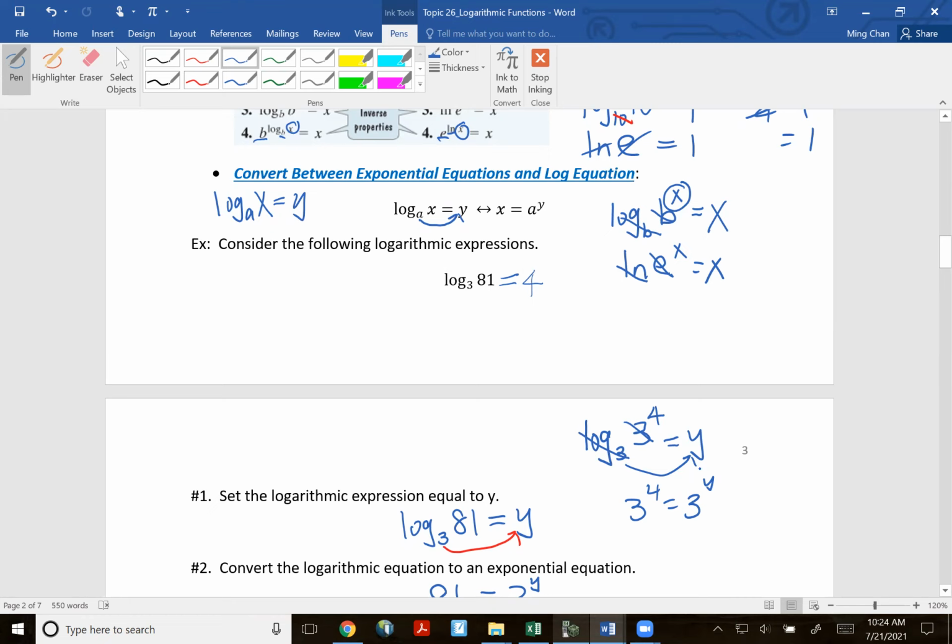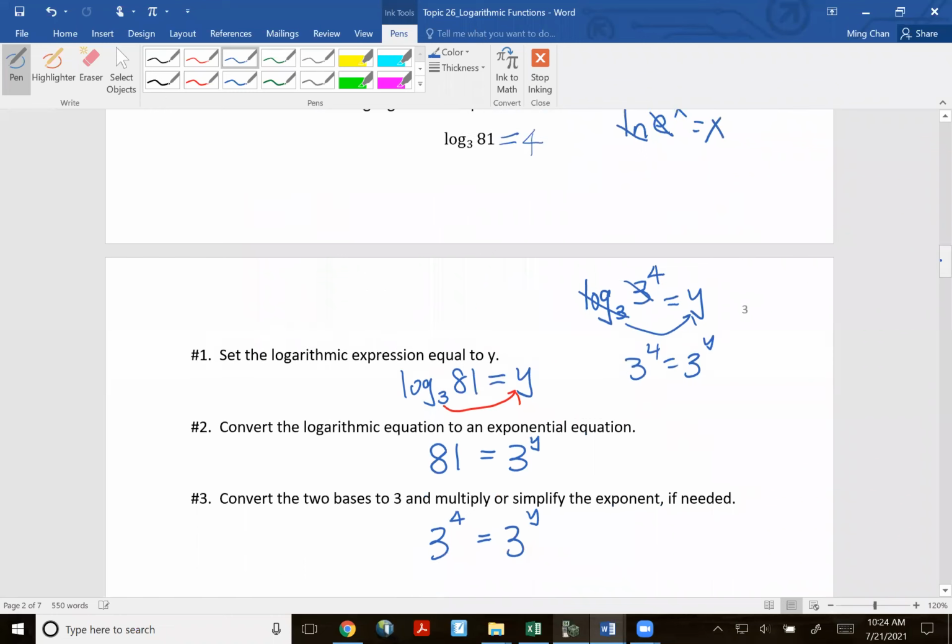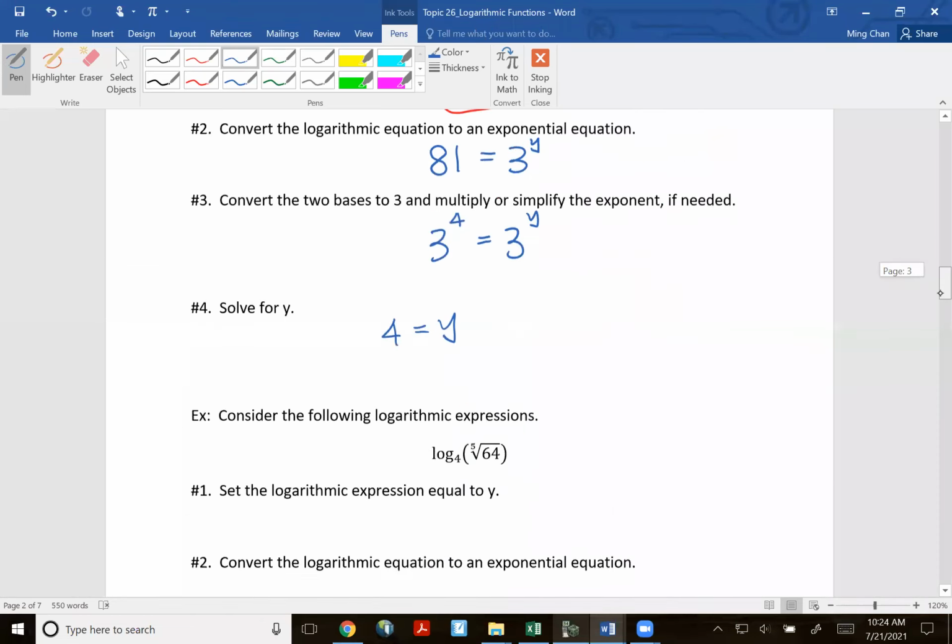Because the whole idea here is trying to what? Make the base the same once you convert them into exponential. So you can quickly see, okay, now I see why this answer equals 4. Otherwise, none of these answers seems logical.